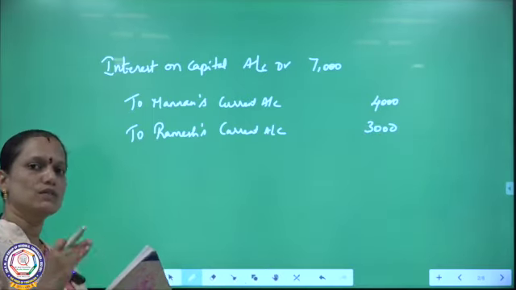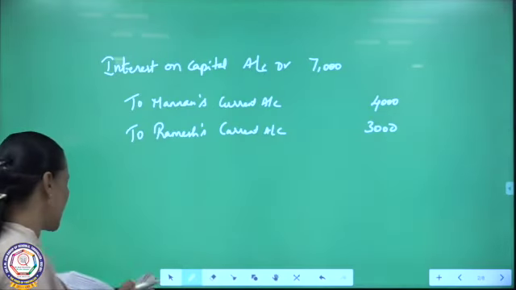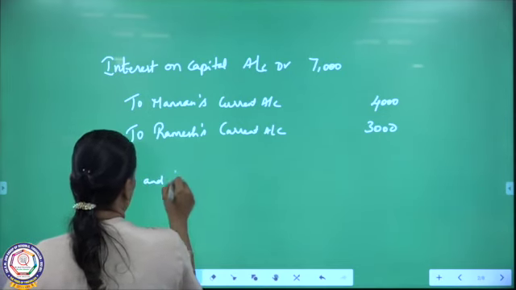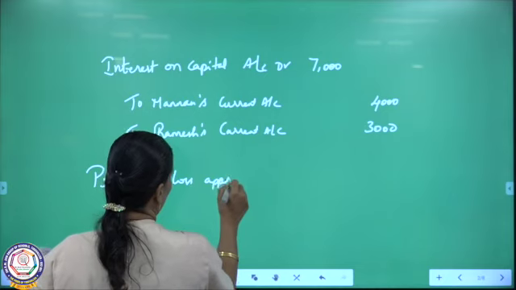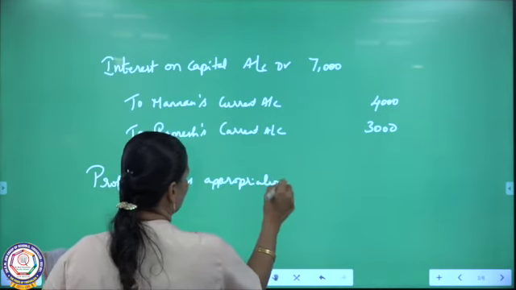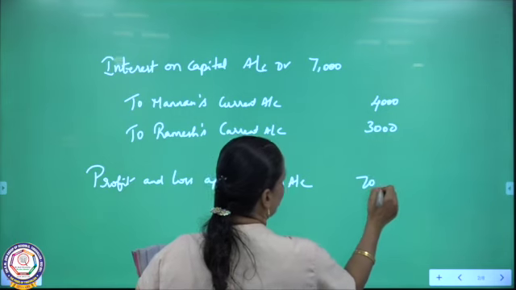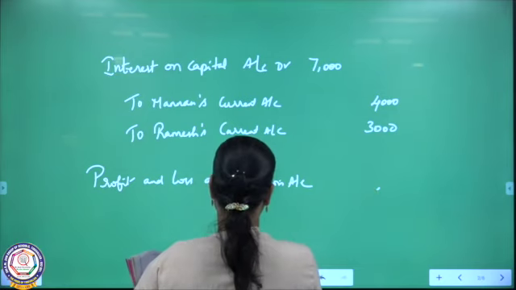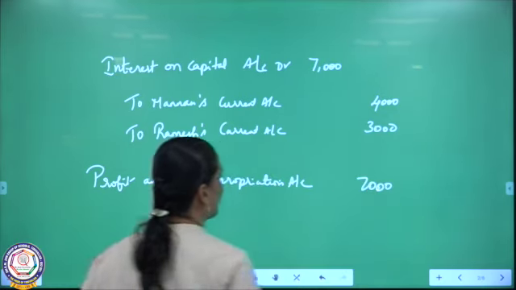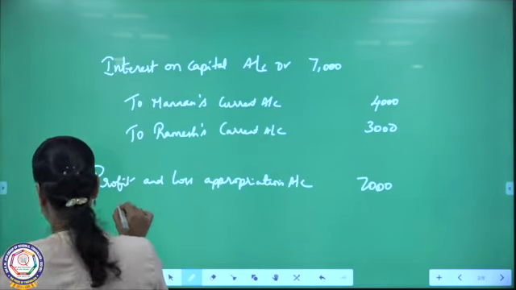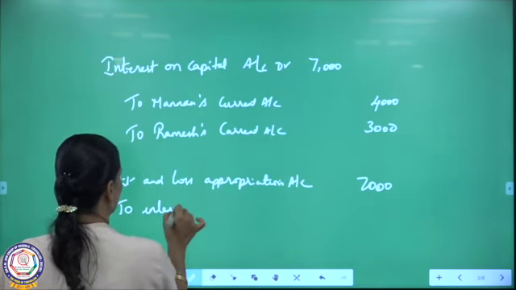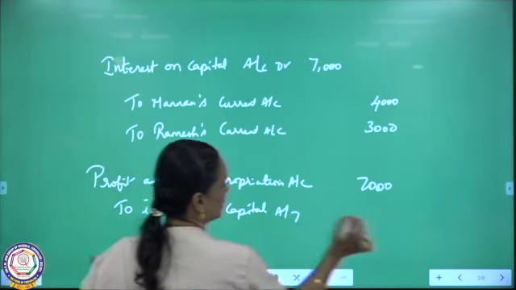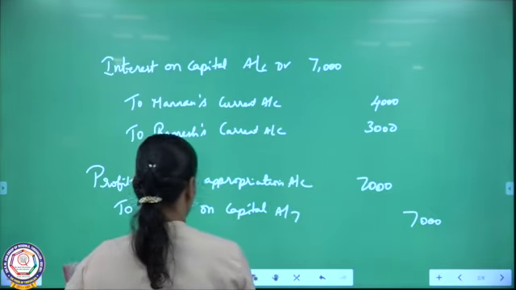Then what we should do? You have to close the interest on capital account. Closing account you have to write. So, profit and loss appropriation account 7,000, and then to interest on capital account 7,000. Okay children.